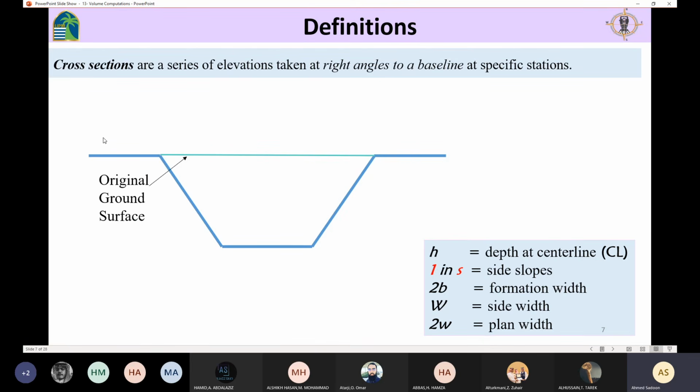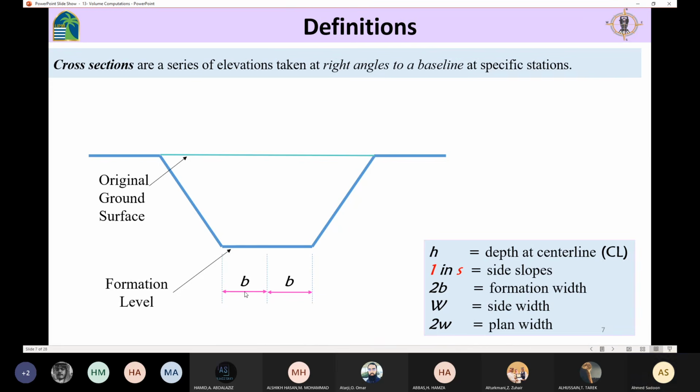So again, we say that the cross sections are a series of elevations taken at right angles to a baseline at a specific location. Here we have a typical cross section. We call this line here the original ground surface, and we call this the formation level. So here is the original level for this cross section, and this one is the formation level. And we call this here the formation width.